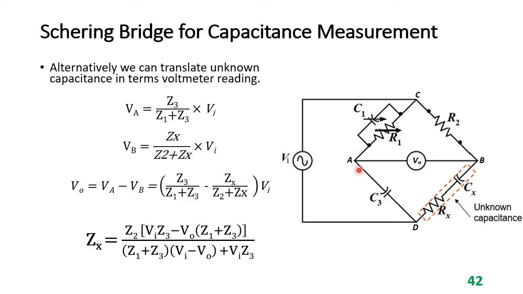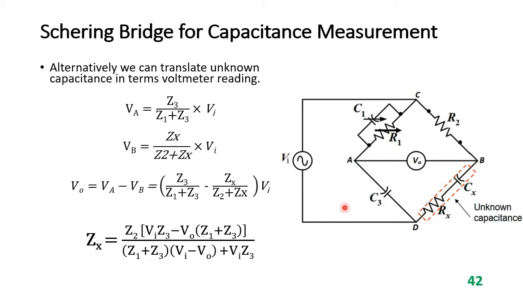Voltages at node A and node B can be found by voltage division rule. So voltage at A can be given as Z3 over Z1 plus Z3 into input voltage. In the same way, voltage at node B can be given as Zx over Z2 plus Zx into input voltage. So output voltage can be given as voltage at A minus voltage at B. Putting the values of VA and VB, we get this expression. From here, we can find the value of Zx. So Zx will become equal to this expression.